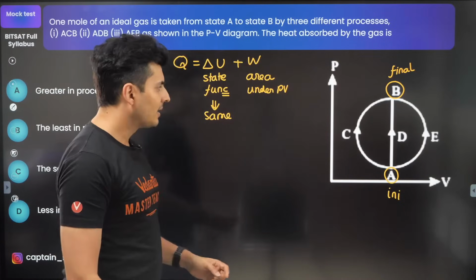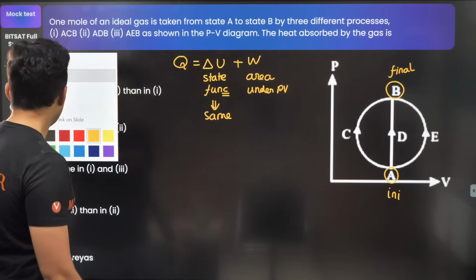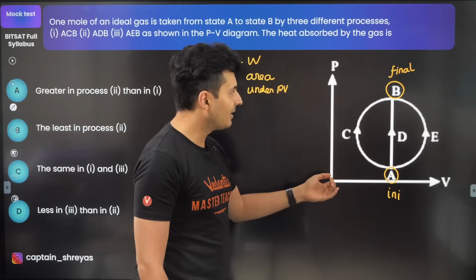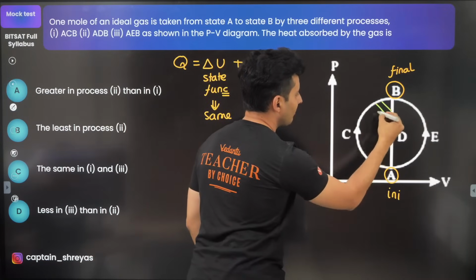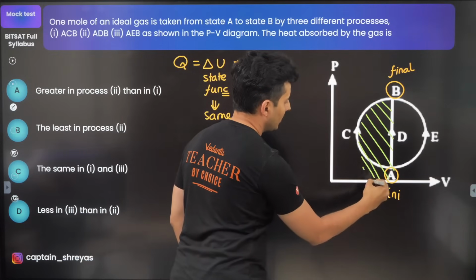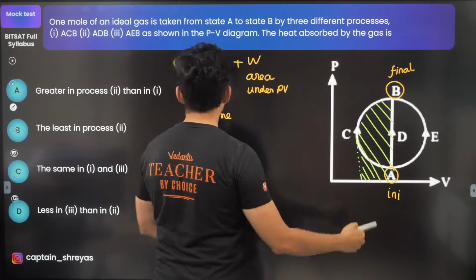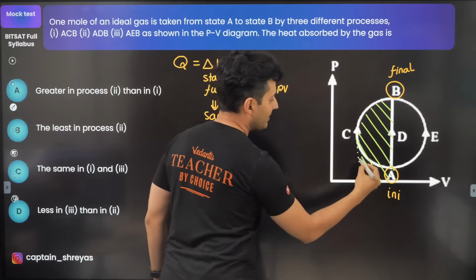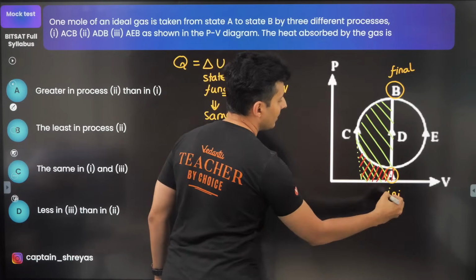Okay, so let's see. For the first part, what is the area? For the second and the third part. Now, if you look at the first part, it first compresses, volume decreases, and then the volume increases. When the volume is increasing, the area under the graph will be this much. This whole thing is when it is expanding. But when it is compressing, then this is the area under the graph.